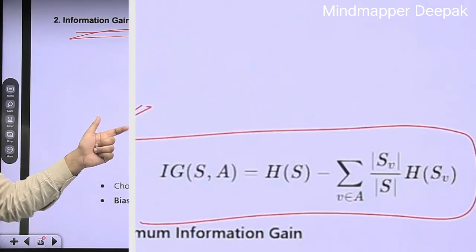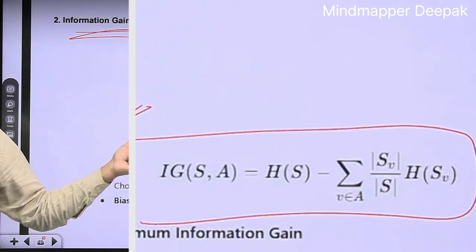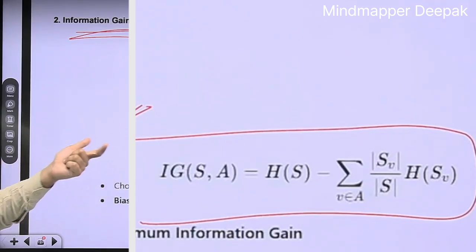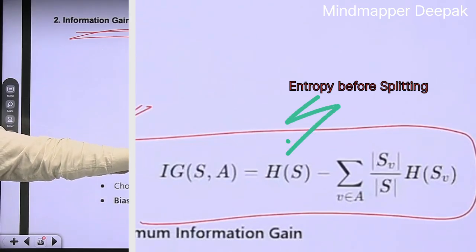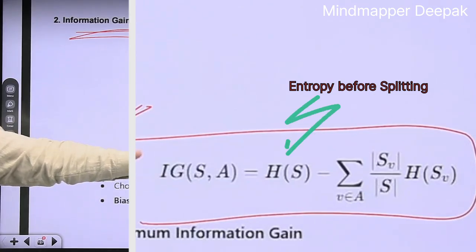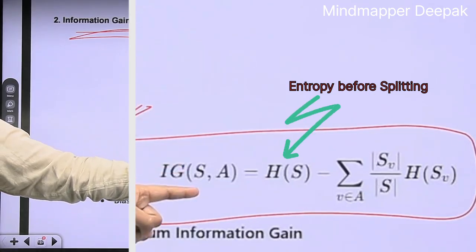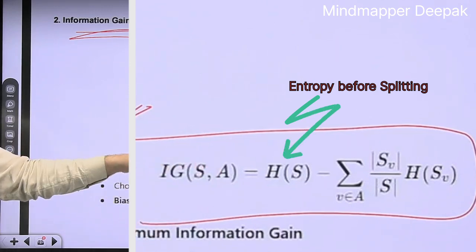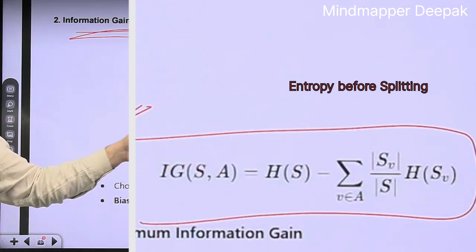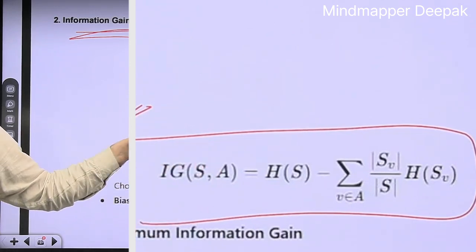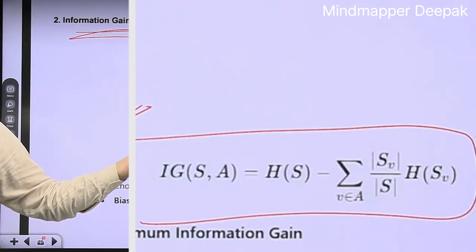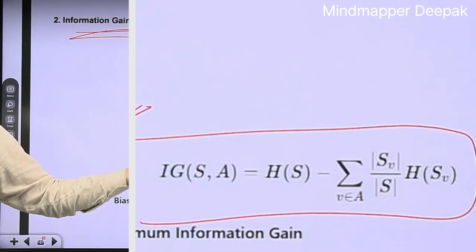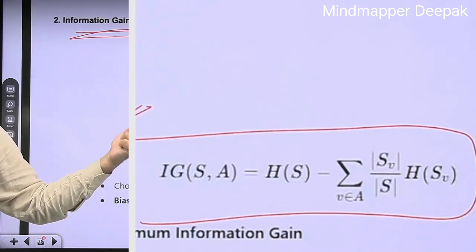Okay, A is nothing but a feature or an attribute where you are considering the splitting. What is H(S)? H(S) is nothing but the entropy of the data set before splitting. How impure or uncertain it is. We have already discussed in the previous slide that H(S) is the entropy. Then we have V belongs to A, that is each possible value of feature A.